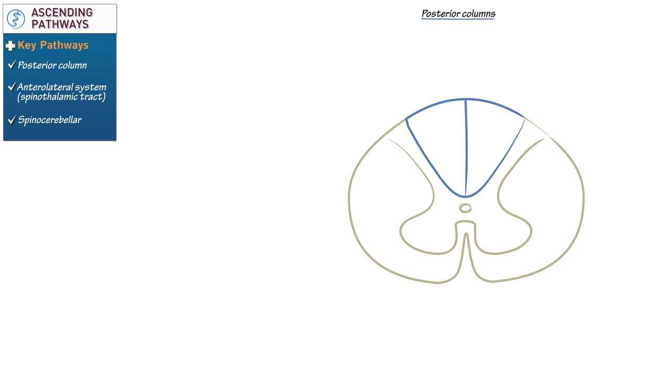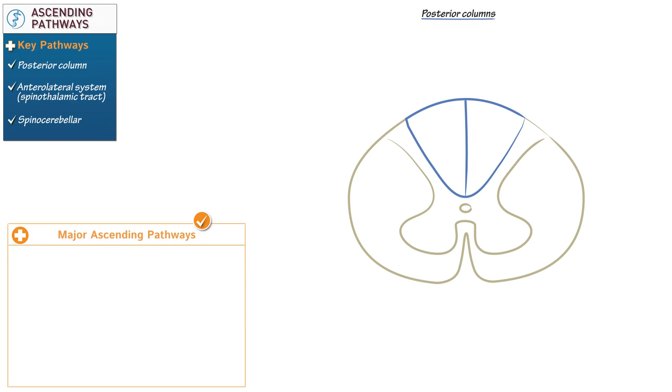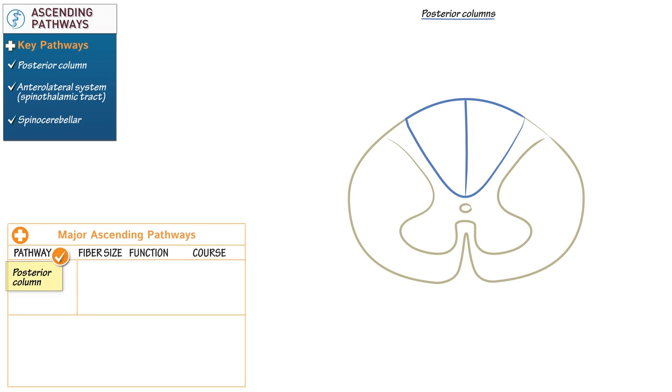Begin a table for the sensory modalities of the ascending pathways. Label the header pathway, fiber size, function, and course. We'll see how fiber size and function are related. Indicate that the posterior column pathway comprises large sensory fibers that carry proprioceptive sensation, our sense of position, which includes vibration, two-point discrimination, and joint position information.